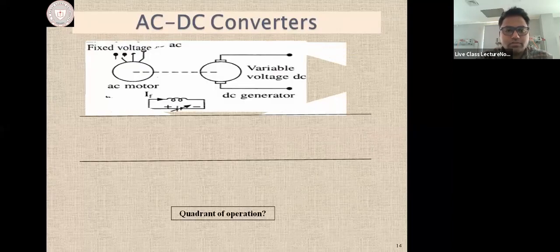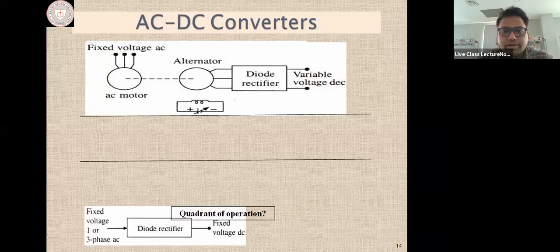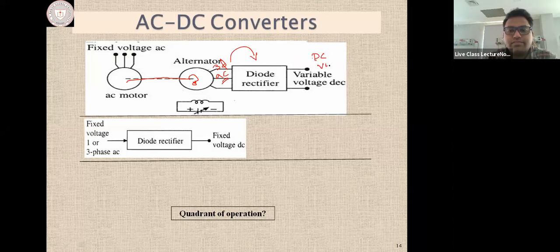So then another technique was that the fixed voltage AC was given to an induction motor, whereby it was coupled to an alternator, and this alternator, when it rotated, produced a three-phase AC voltage. Now this three-phase AC voltage was given to a diode rectifier, which gave a DC voltage, and the variation in the DC voltage was obtained by changing the excitation field, right?